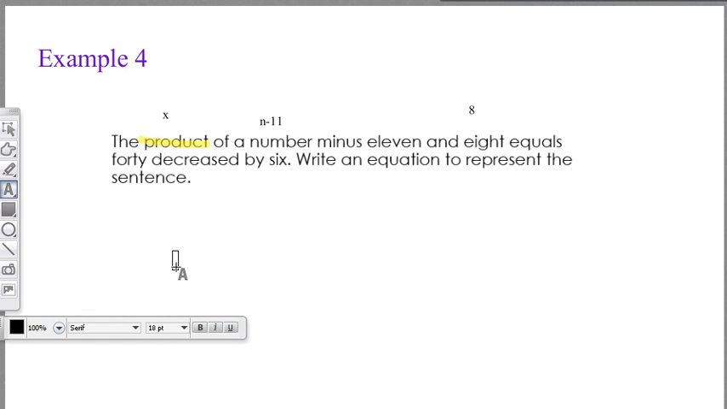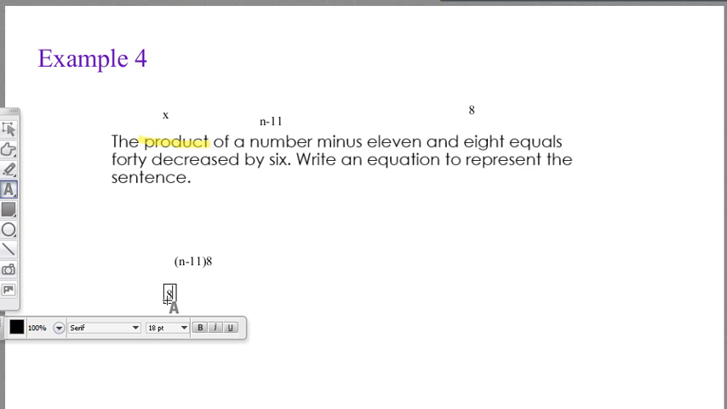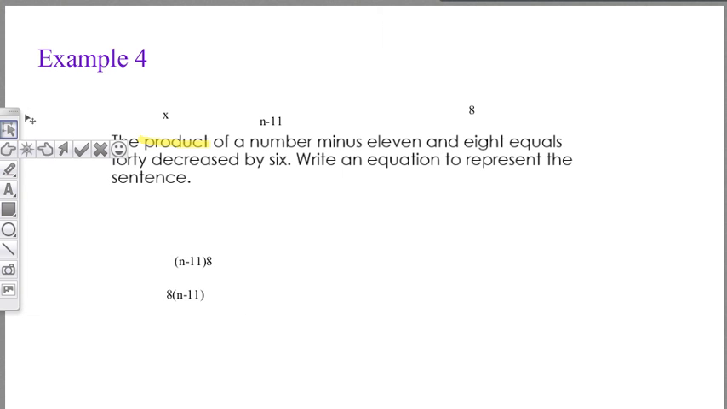When I write that out, if I write it in the order it was given to me, it would look like this: n minus 11 times 8. A lot of times we like to look at it with the 8 out front, so you could also write it like this with that coefficient out front. It makes a little bit more sense to us, because then we would know to distribute. Notice this doesn't say to solve, I'm just writing an equation.